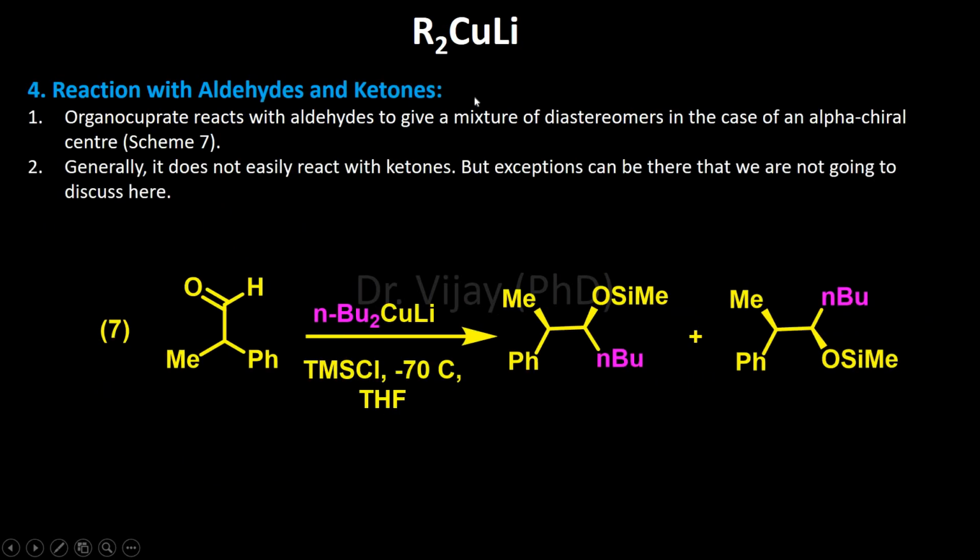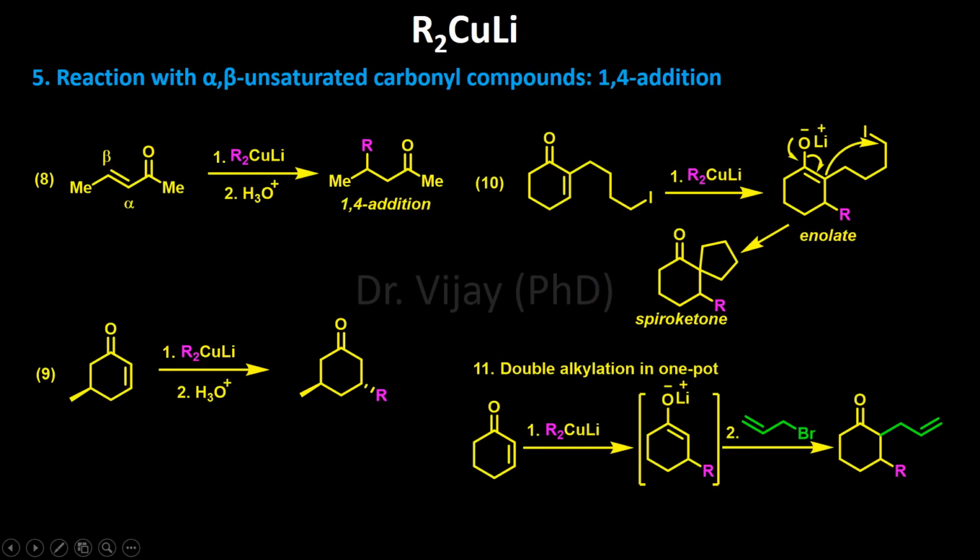Reaction with aldehydes and ketones. Organocuprate reacts with aldehydes to give a mixture of diastereomers in the case of an alpha chiral center, scheme 7. Generally, it does not easily react with ketones, but exceptions can be there that we are not going to discuss here. Another significant use of the Gilman reagent, which makes it unique among all organometallic reagents, is that it is widely used to introduce the alkyl group at the beta position of α,β-unsaturated carbonyl compounds.